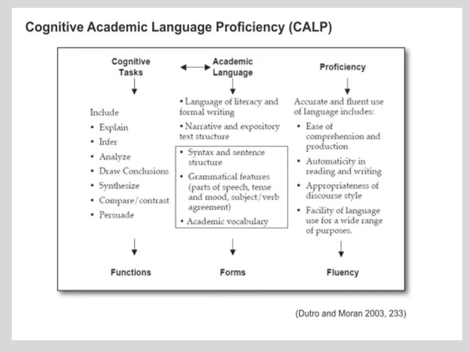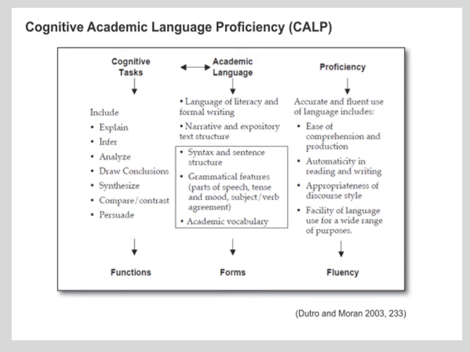We need to also understand the syntax and how we construct sentences in order to make sure that we've actually understood what the question is even asking us to do. That includes grammatical features like parts of speech and tense and mood and subject and verb agreements. And also, there might be academic vocabulary involved that we might need to make sure we understand to be sure we fully understand what the question is even asking us.